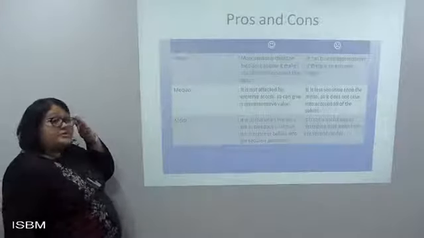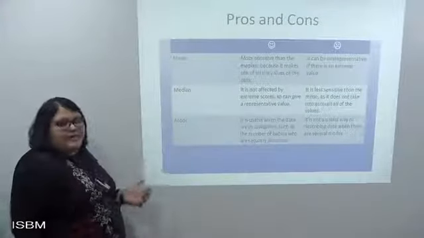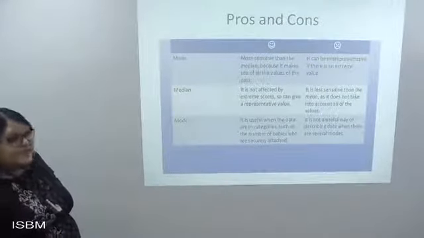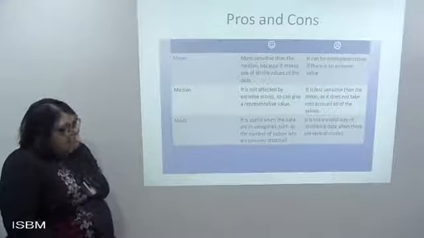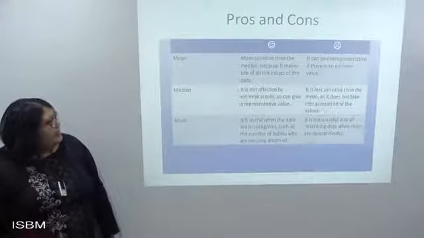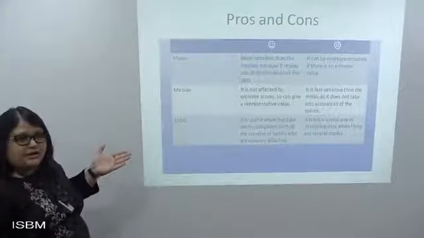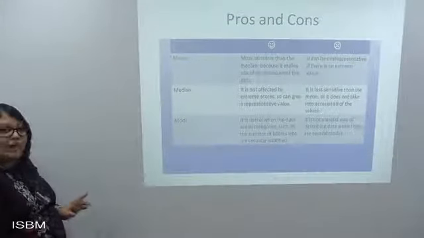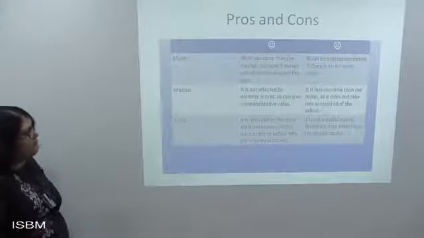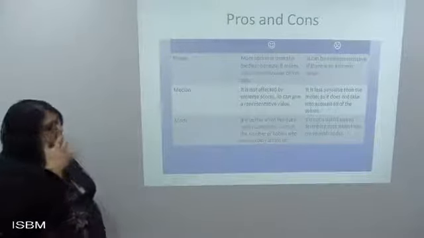Now what are the pros and cons of using mean, median and mode? Mean is more sensitive than median because it makes use of all the values of the data, but it can be misrepresentative if there is an extreme value. Then you have median. It is not affected by extreme scores, so it gives a representative value. But median is less sensitive than the mean, as it does not take into account all of the values. Then you also have mode. Mode is useful when the data are in categories, such as the number of babies who are securely attached, and it's not useful for describing data when there are several modes.